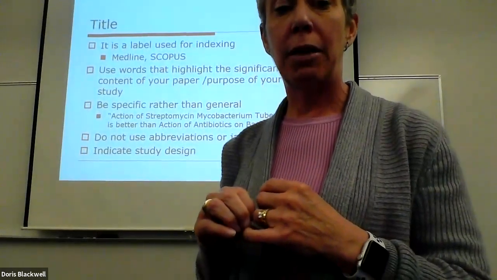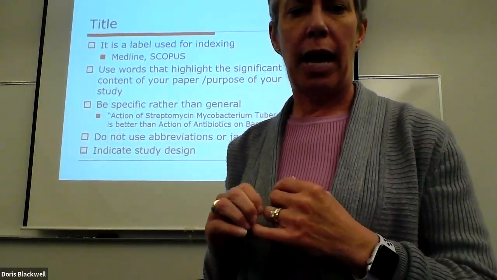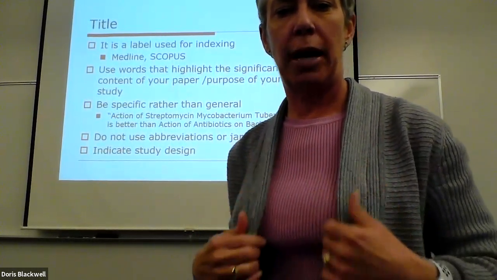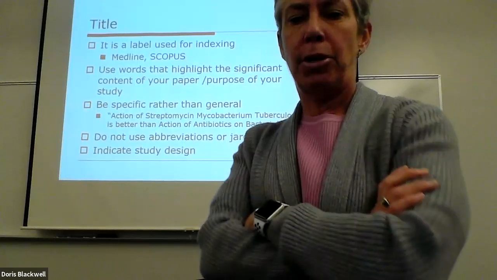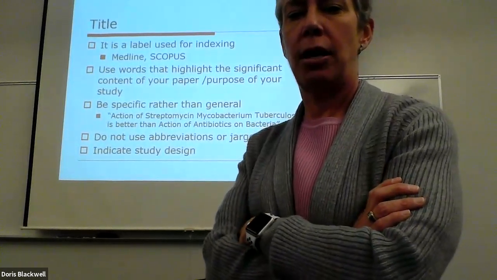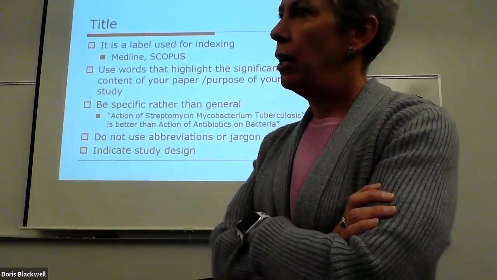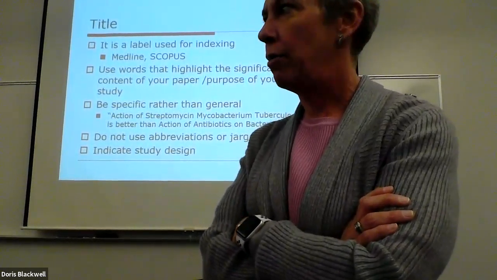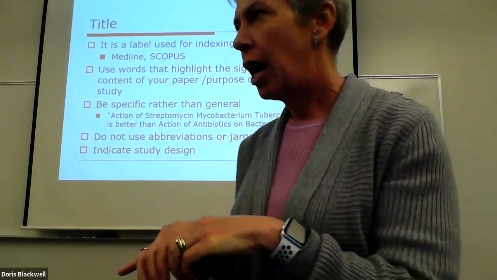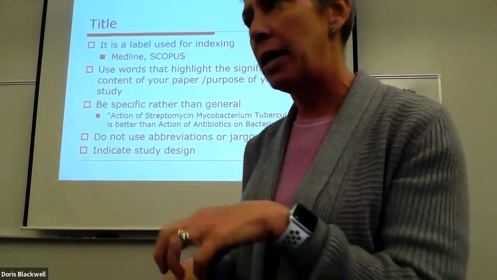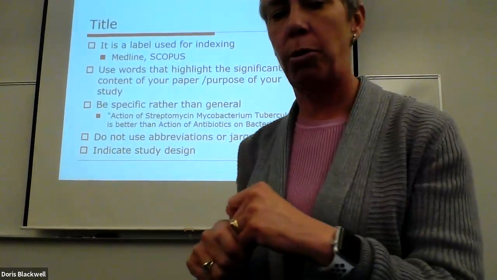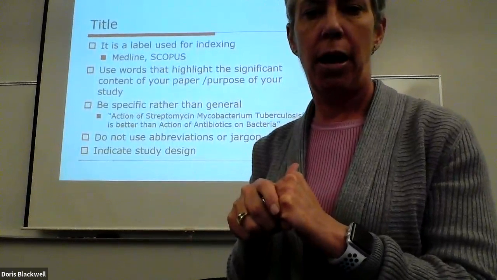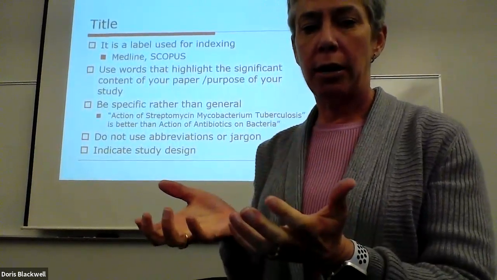We want to be specific. Rather than writing a title like "the action of antibiotics on bacteria," we would prefer "the action of streptomycin on mycobacteria and tuberculosis." If we wrote the action of what antibiotic on what bacteria, then if someone's looking for tuberculosis or streptomycin, our paper may never pop up. So we want to use words that are specific to the purpose and the content of our paper. We want to avoid jargon.